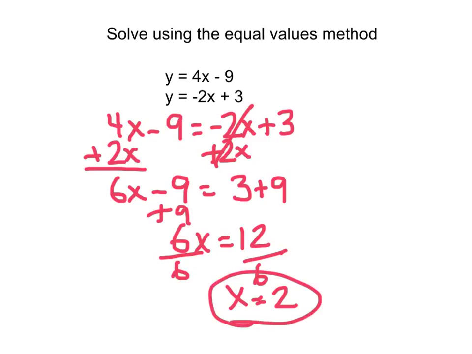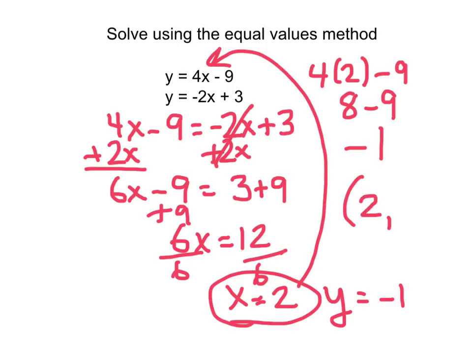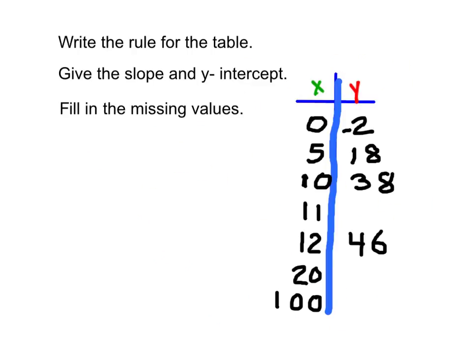Remember that after you get x, you plug it back into one of the equations. I'm going to plug it into the first equation. So 4 times 2 minus 9. That's going to be 8 minus 9, so that's -1. Alright, so y equals -1, and the solution to this system is the ordered pair 2, -1. Alright, so how'd you do? Alright, let's do this one.